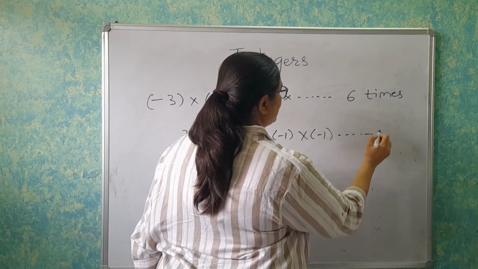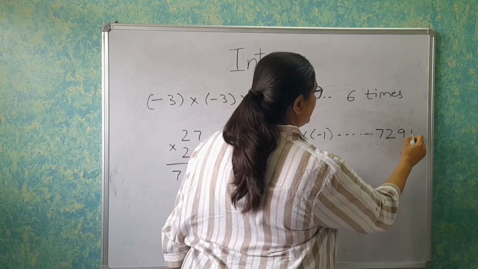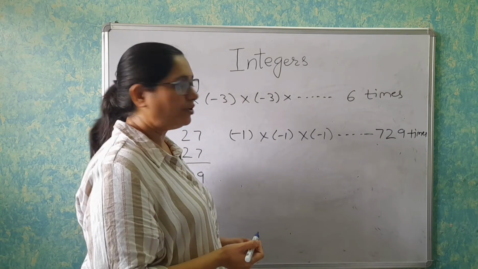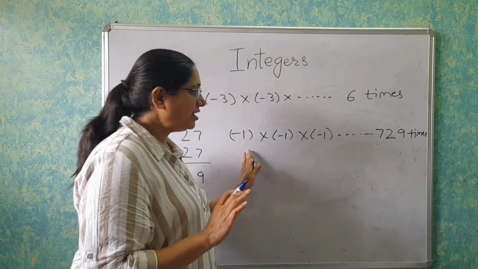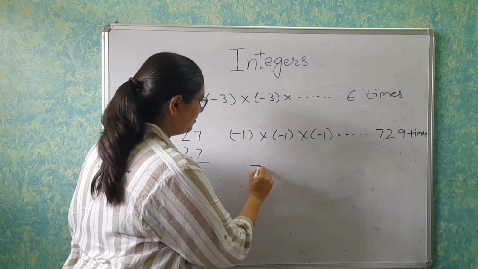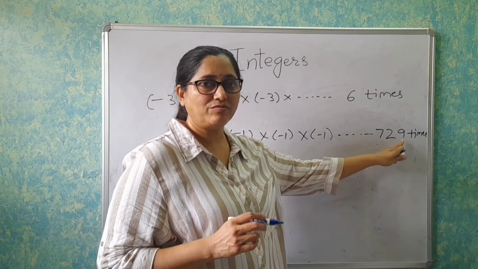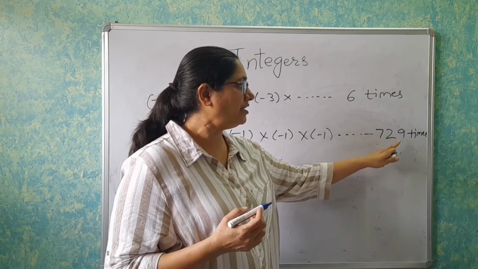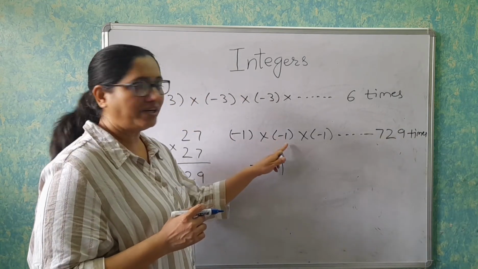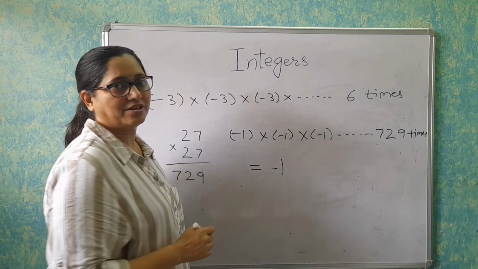But this time if I am saying I am multiplying minus 1 for 729 times. What will we do? I am taking minus 1 because multiplication of 1 with 1 is always remain 1. So I just have to write 1. Now 729 times. What does it mean? 729 is an odd number. So whenever we are multiplying a negative integer for odd numbers, our answer is always a negative integer.